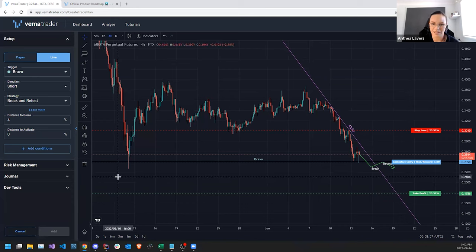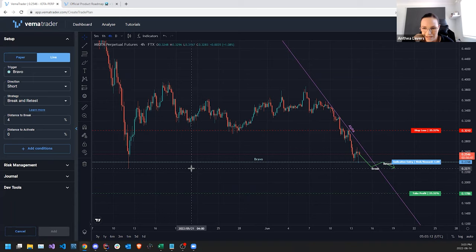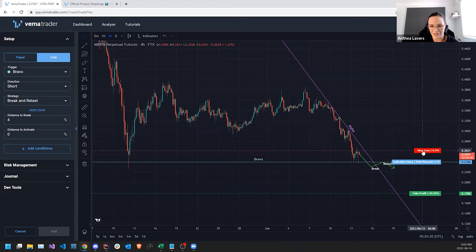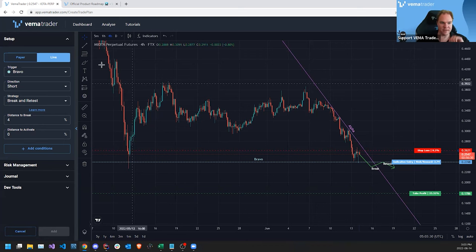So for the distance, back in my old stuff, I'd be looking at it to clear previous structure for a stop. So your stop would beforehand be above where it's currently retracing. Yeah, about there. That's where I would have had it. Take profit, obviously, which is absolutely fair enough. Hey, cool. There's the structure area.